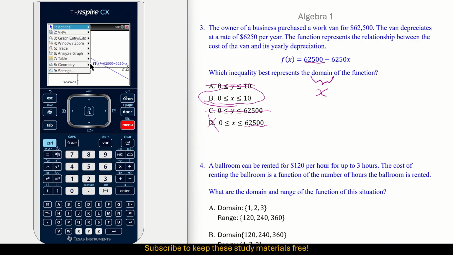But let's use the menu again and let's analyze the graph. And we're going to analyze it by finding a zero. Okay, that says where does it cross the x-axis? That's what I want, number 1. So I have it highlighted. I'm going to come over and enter.